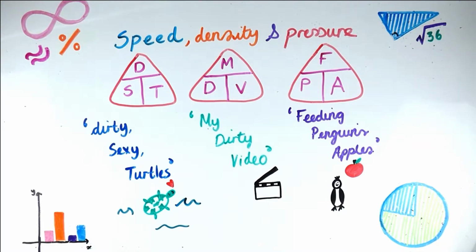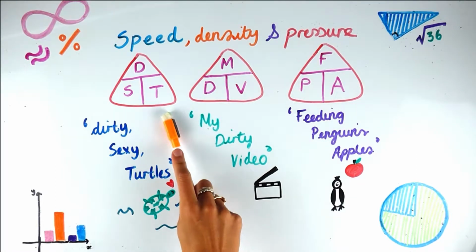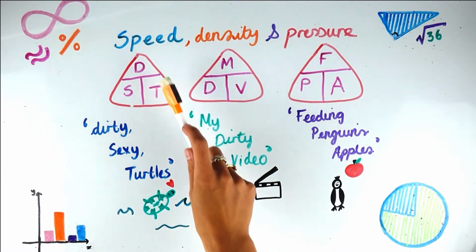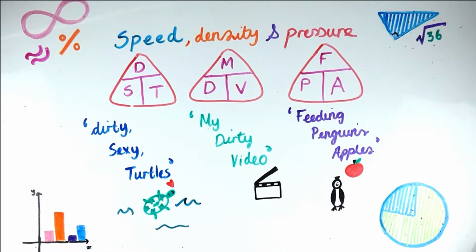you to learn and some helpful little rhymes, sayings. Try and remember them. So the first one is for speed, hence it's under speed, this triangle here, and that S stands for speed, that is distance, and that is time. And the little rhymey thing we've got to remember this is dirty sexy turtles, so dirty sexy turtles.